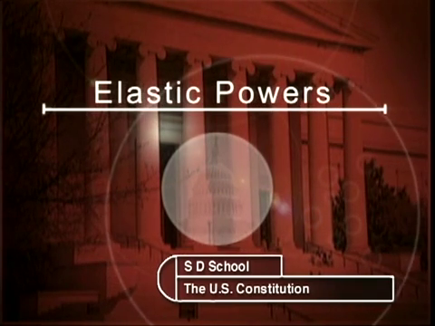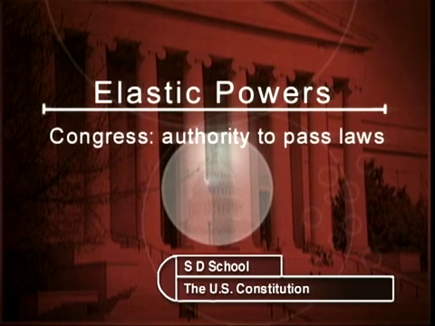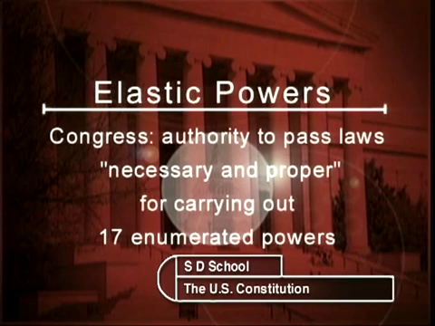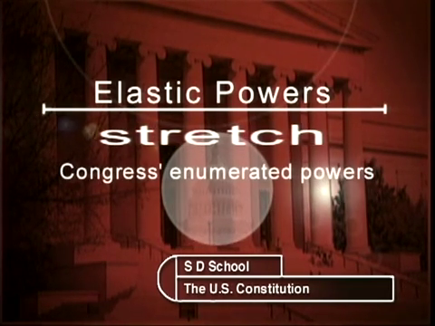The elastic powers set forth by the Elastic Clause grant Congress the authority to pass all laws necessary and proper for carrying out the 17 enumerated powers. So, elastic powers stretch Congress's enumerated powers.